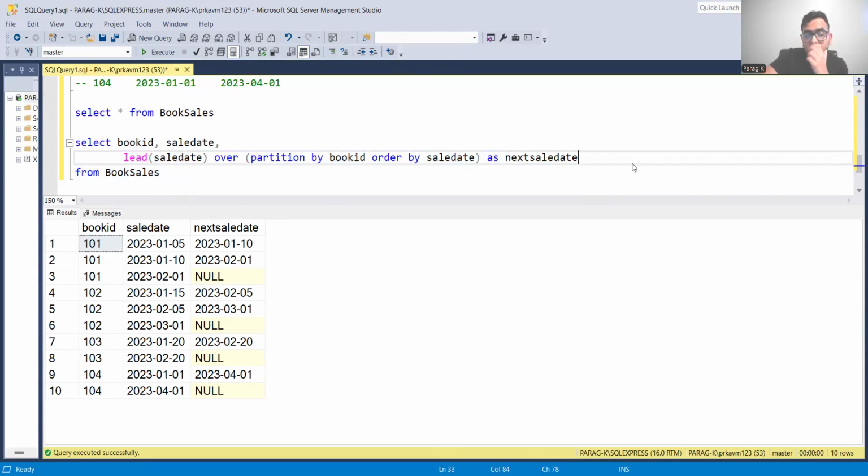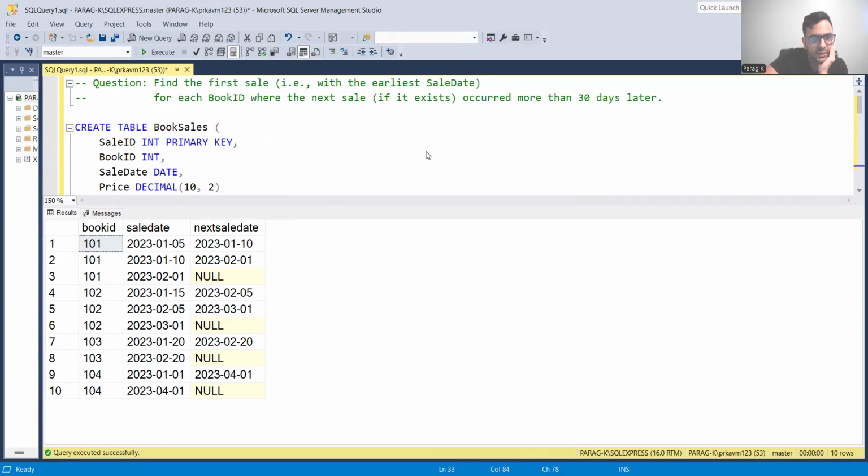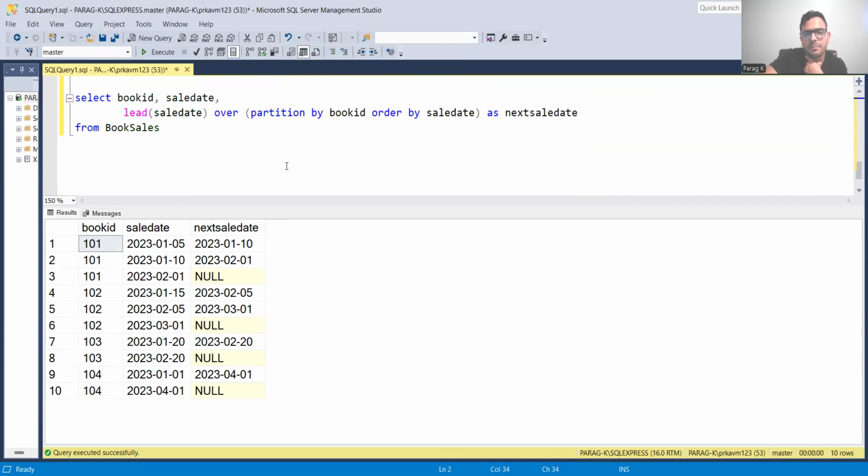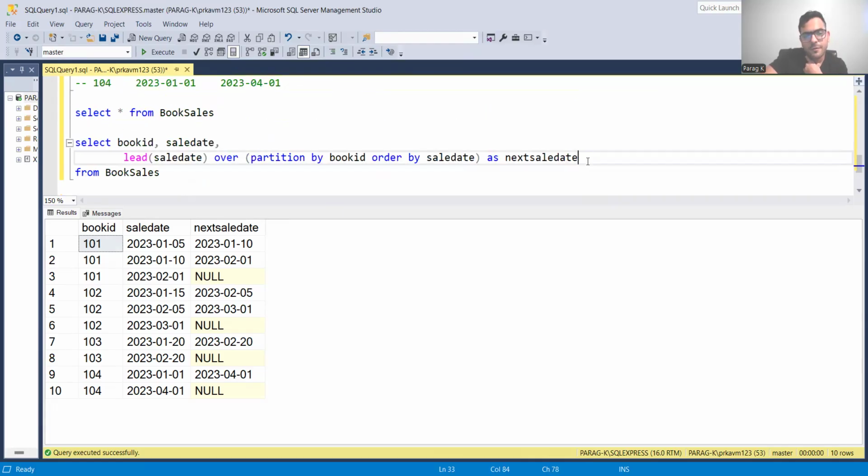Now, another thing, if you read the question, is that we only want the first sale. We are not interested if the book was sold on the third or fourth time. We're looking for books that are sold for the first time, and if their sales are not happening again. If the book has been sold multiple times, we don't need that book. So how do we do that?